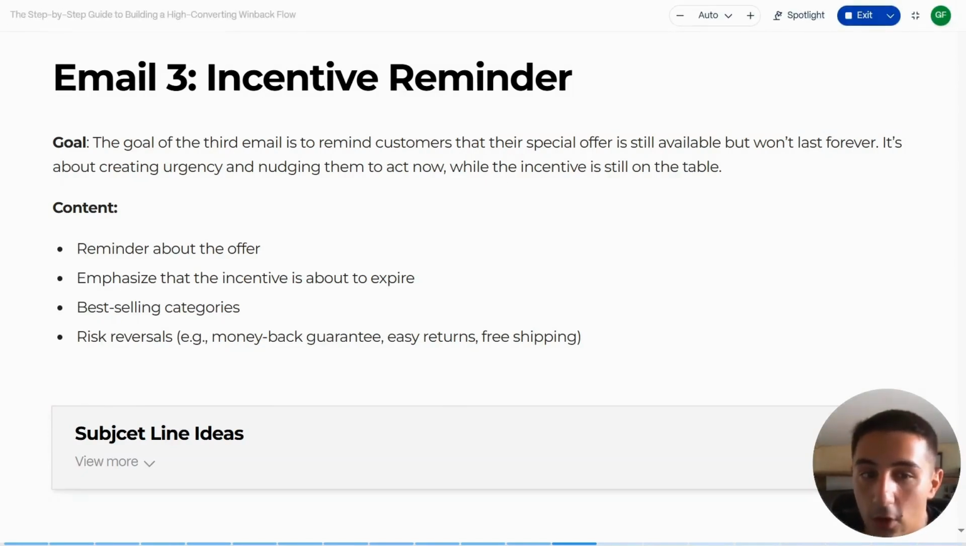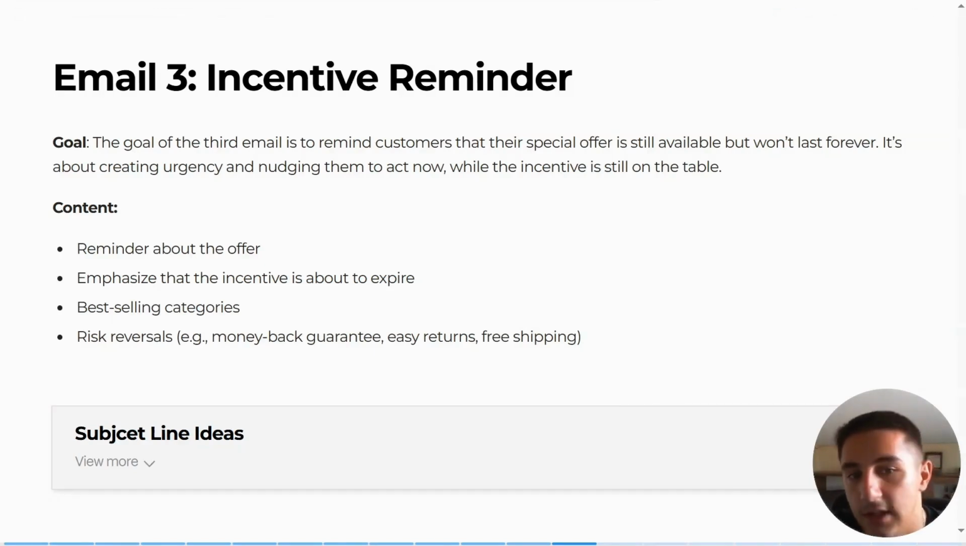Now in terms of content, the third email is really just a reminder about the offer. At this point, you're not introducing anything new, you're simply reminding them about the offer that's already on the table. So the key here is urgency. You want to make it clear that the incentive is about to expire, so if they're on the fence, now's the time to act. You can also highlight a couple of your best-selling categories again, just to give them that extra nudge towards what's most popular.